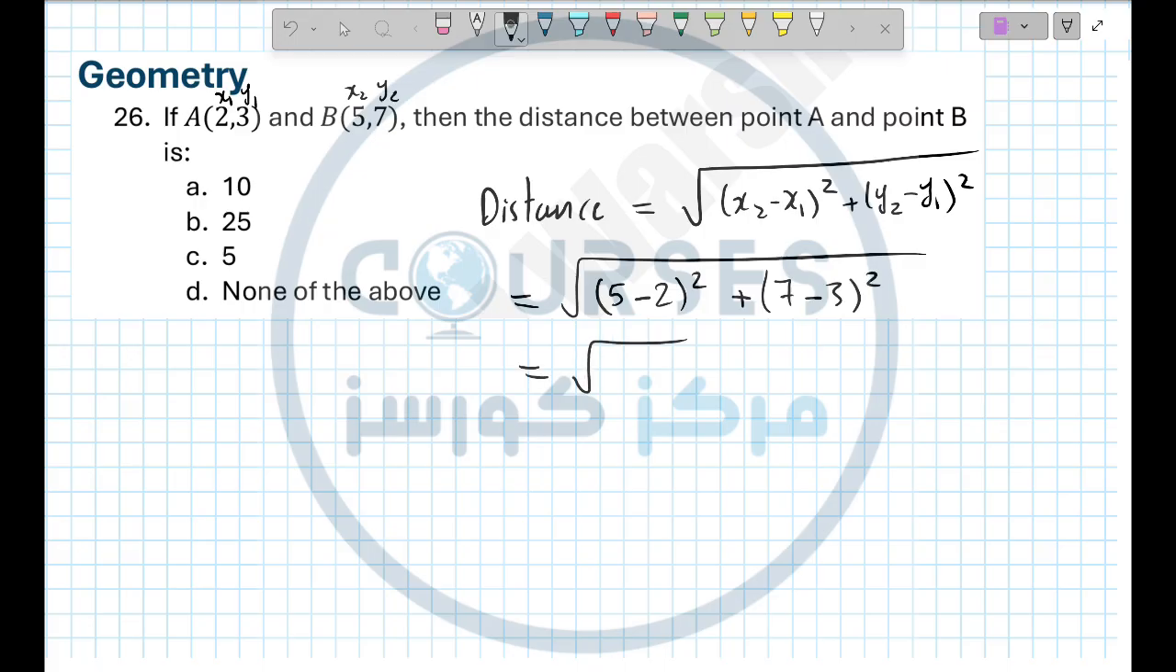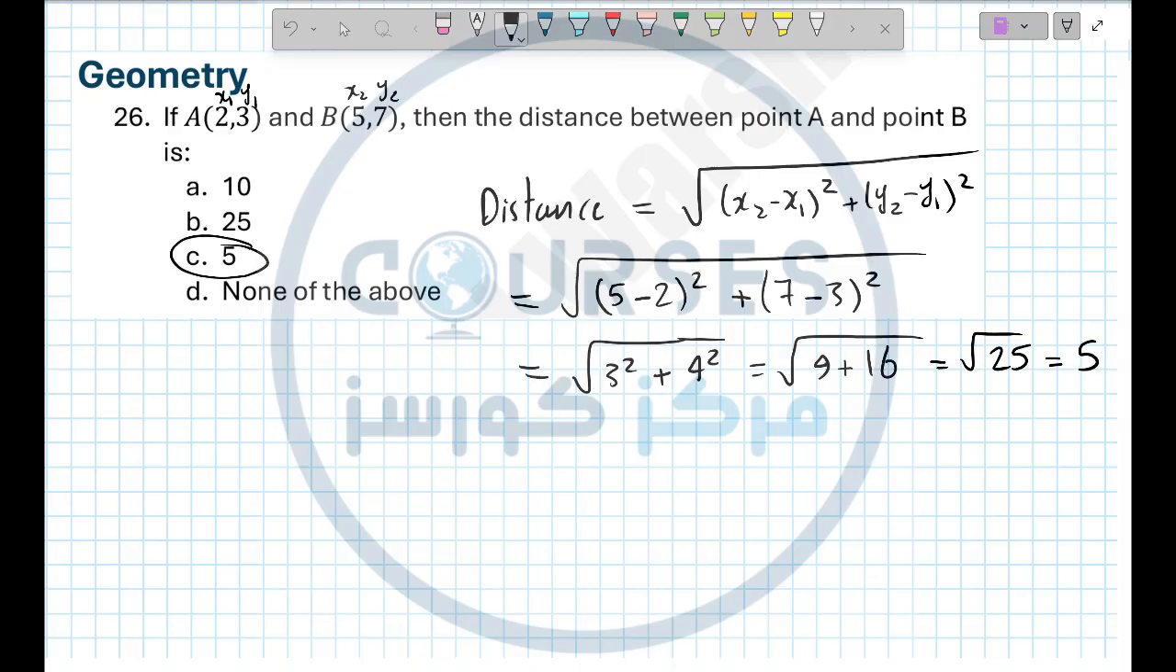So that's the square root of 5 minus 2, that's 3, so 3 power 2, plus 7 minus 3, that's 4 power 2, which is the square root of 9 plus 16, which is the square root of 25. Of course, the square root of 25 is 5.